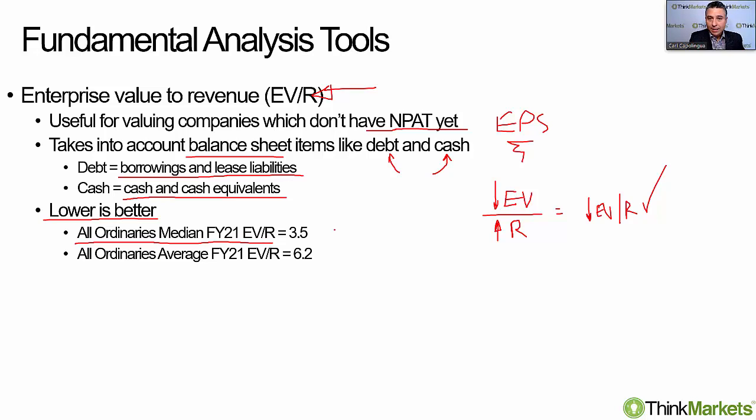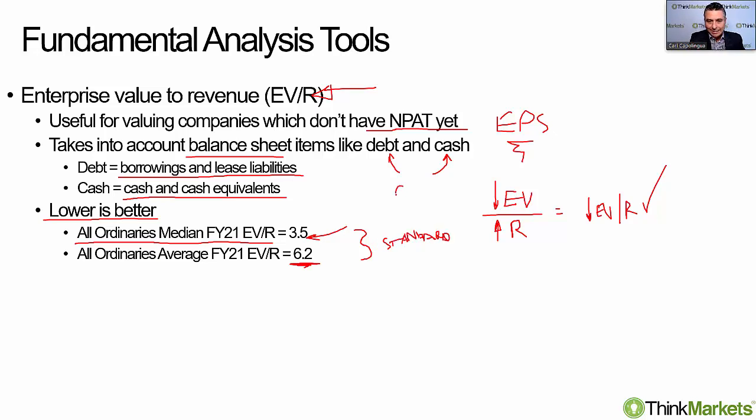The median FY21 enterprise value to revenue number, so we obviously haven't finished FY21 yet, so these are forecast numbers, is 3.5 times. Okay, so the respective enterprise values of the top 500 companies are trading at about 3.5 times their respective revenues. The average is about 6.2. I won't go into a big analysis of statistics here, but let's just say that somewhere in between this area is to be considered fairly standard amongst the Aussie market.